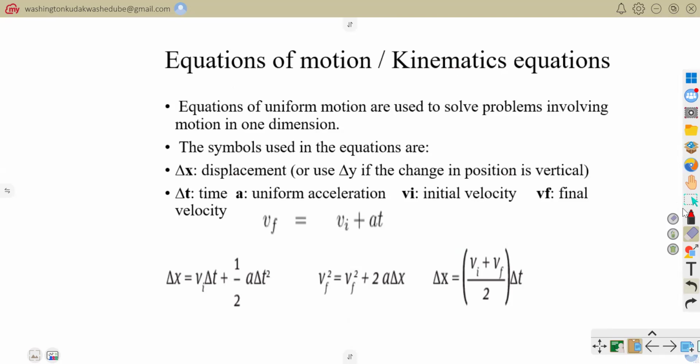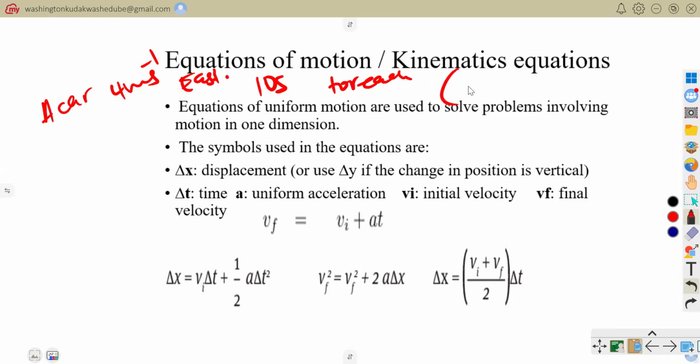These equations were readily determined for us. They help us to determine unknowns given a scenario. For example, they will say that a car moving at a velocity of 4 meters per second east takes 10 seconds to cover a distance of 10 meters.